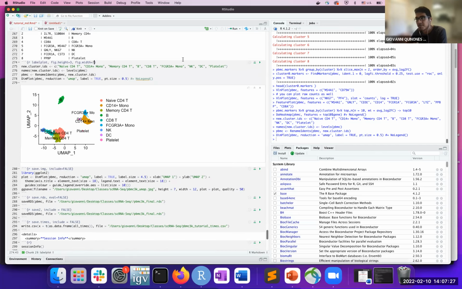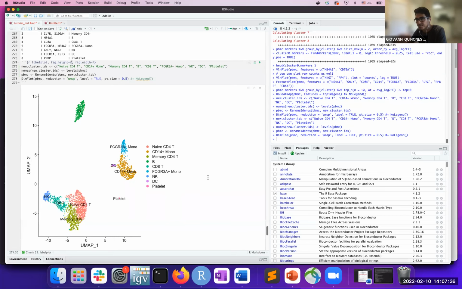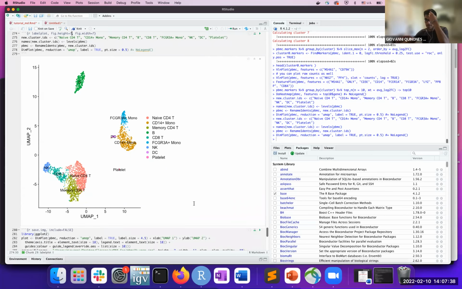And you can also try to make the plot a little bit bigger. So you can change the dimensions here to 7 and 7.